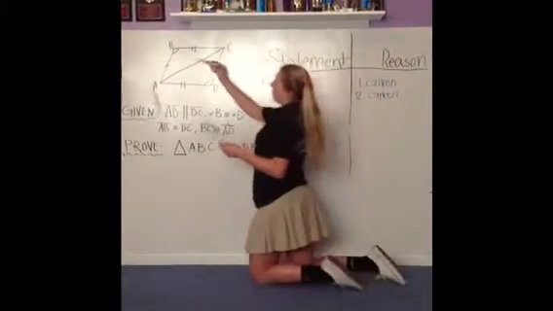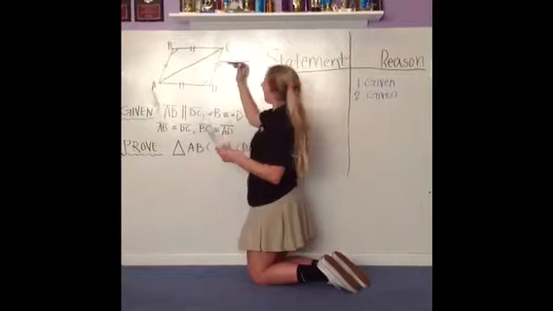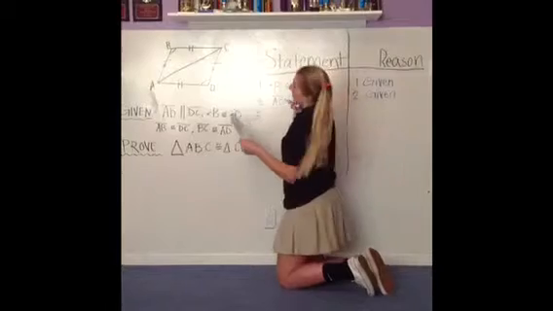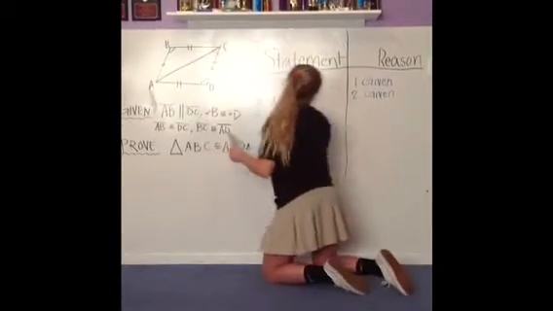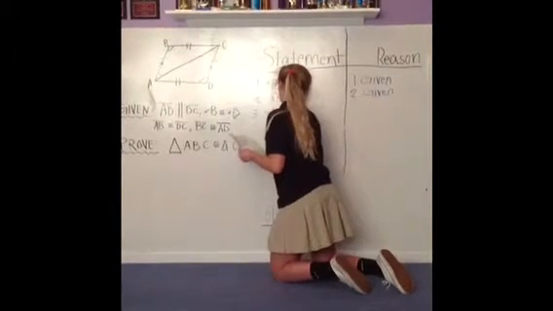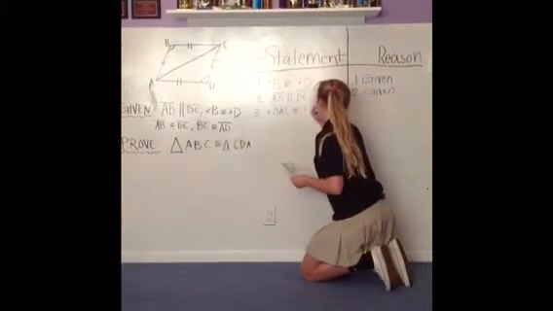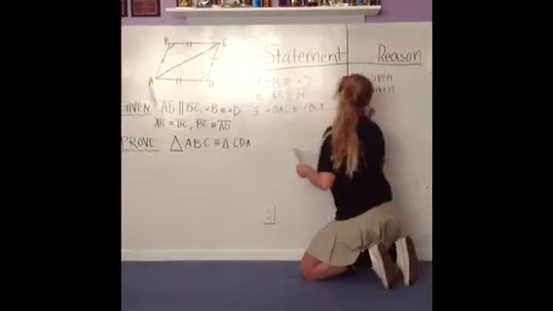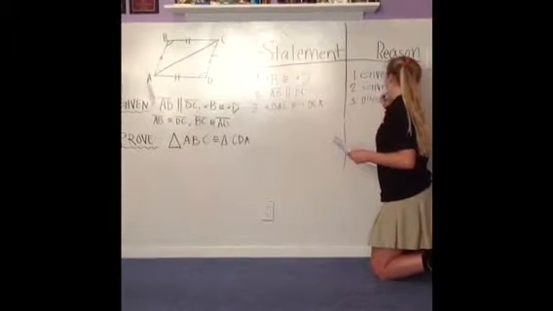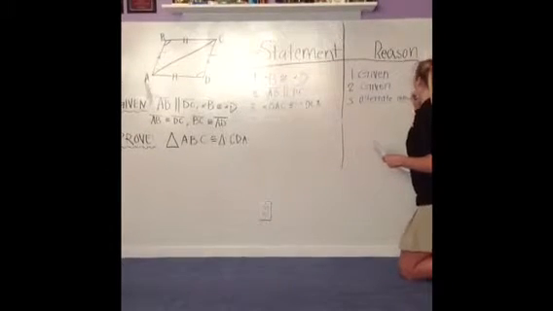Step 3 is angle BAC, so that would be this angle, is congruent to angle DCA, which is this angle. And the reason for that is because they're alternate interior angles. So right here, we'll write angle BAC is congruent to angle DCA. And like I said before, it's because they're alternate interior angles.